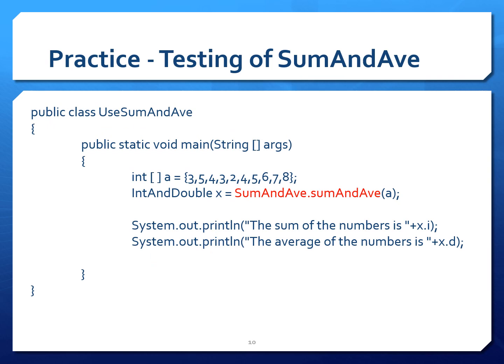Practice time. Pause the video and code this example. The method sumAndAverage returns a variable x, which is of the type integer and double. And we retrieve the integer and double result from object x for printing.